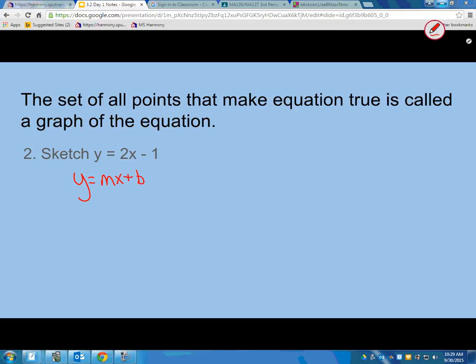This is a linear equation, so I hope that you know how to graph that because you've been doing that for a very long time. If you don't know how to graph it, an XY chart always works. I'm only doing one of these, but it makes you feel better about this.